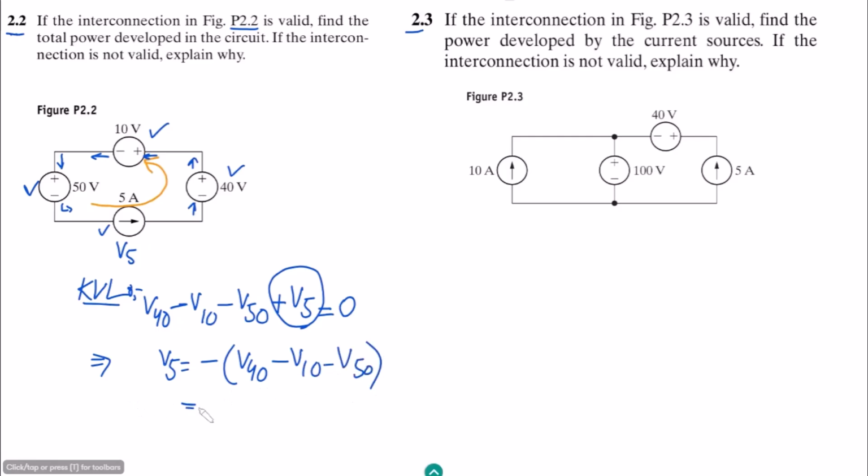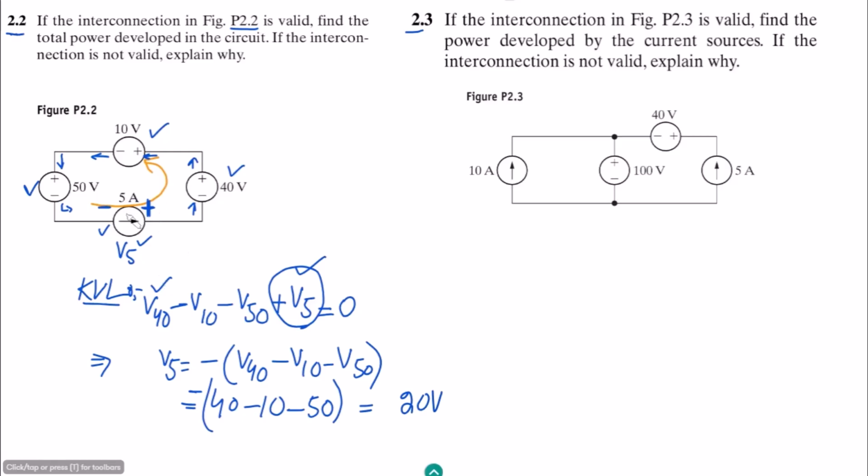Okay, so let me put these values. So this is 40. Okay, this is negative 40 minus 10 minus 50. Okay, so this is 20 volts, positive 20 volts. So what does this positive 20 volts mean? Positive 20 volts means that the polarity we have taken for this V5 is correct, and the polarity we have taken for this one was similar to this V40, because both of them are the positive ones. So therefore this is now here negative and this one is positive. Okay, so this is the polarity of it.